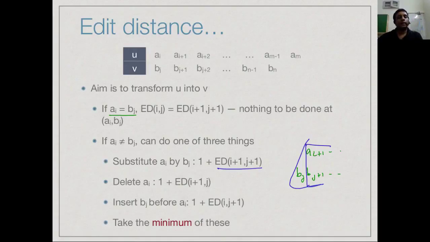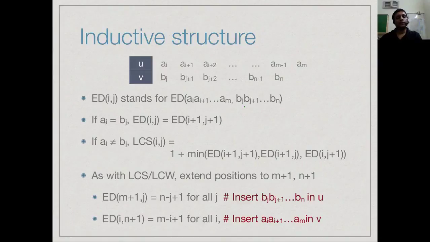And finally, the last thing which I could have done is to introduce this BJ at the beginning. So now this means that these two things match up. So now I have to look at ai onwards and bj plus 1 onwards. And whichever of these three requires the minimum work overall is the one I want. So I want to take 1 plus the solution for i plus 1 j plus 1, or 1 plus the solution for i plus 1 j, or 1 plus the solution for i j plus 1, and take the minimum of these three.